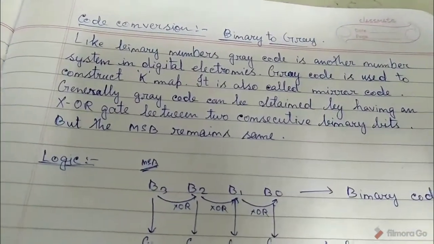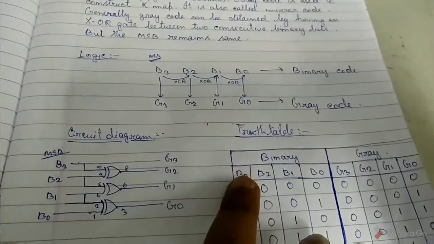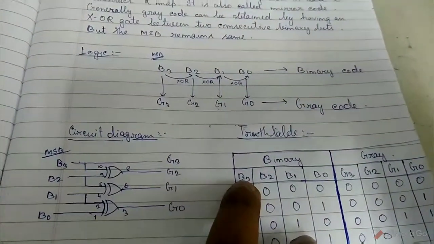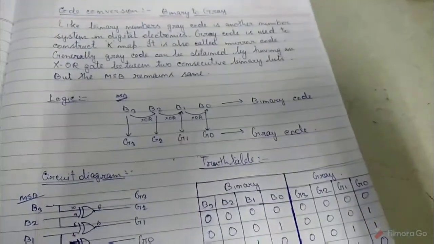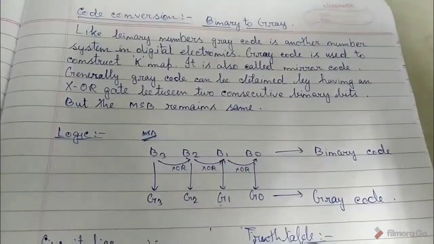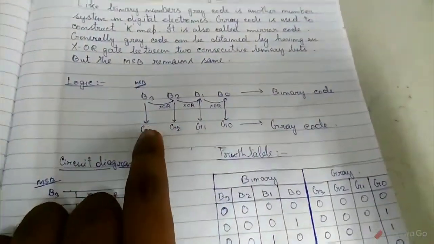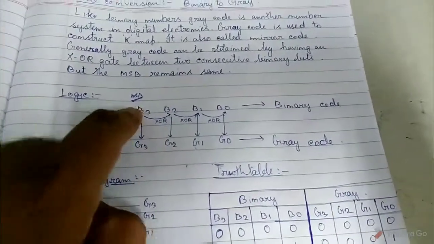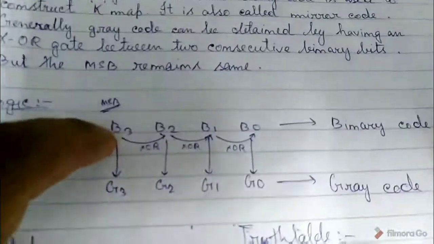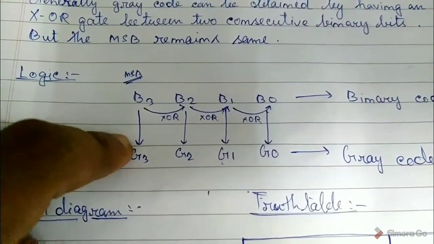is called MSB. That means this position, the leftmost position, is MSB. This remains same as binary code. So this is the logic of finding gray codes from binary codes. MSB remains same, that means B3 and G3 are the same.